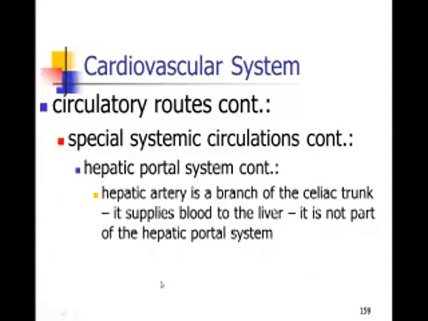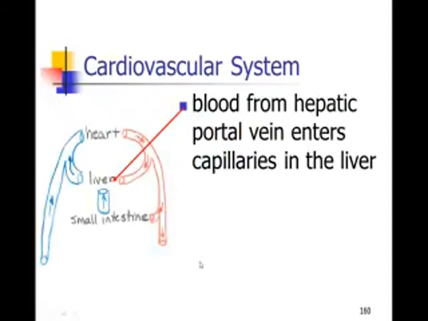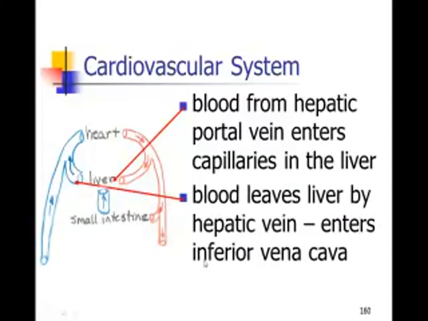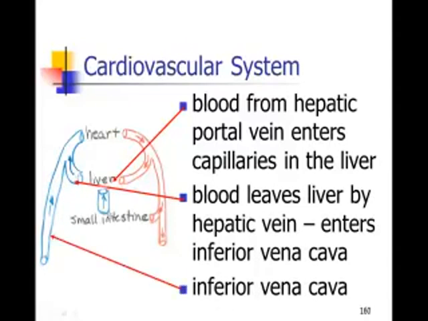So hepatic artery, I mentioned, is a branch off the celiac trunk, the first ventral branch of the aorta in the abdomen. It supplies blood to the liver. It is not part of the hepatic portal system. Okay, then the portal vein goes in, blood goes into the capillaries in the liver. The liver modifies the contents of the blood and sends it into the hepatic vein. This is not the portal vein, this is the hepatic vein. And the hepatic vein just goes into the inferior vena cava, carries blood back to the heart, and then the blood gets distributed to the rest of the body.